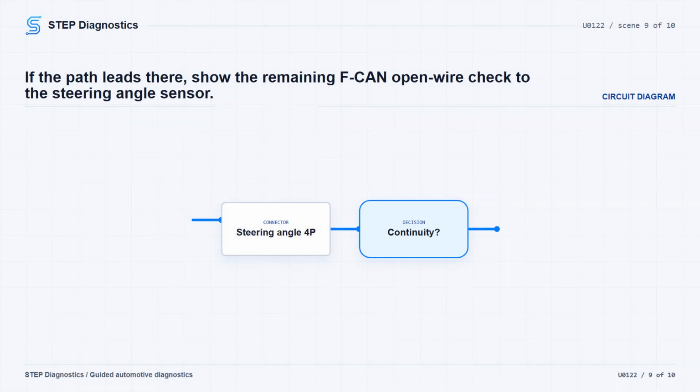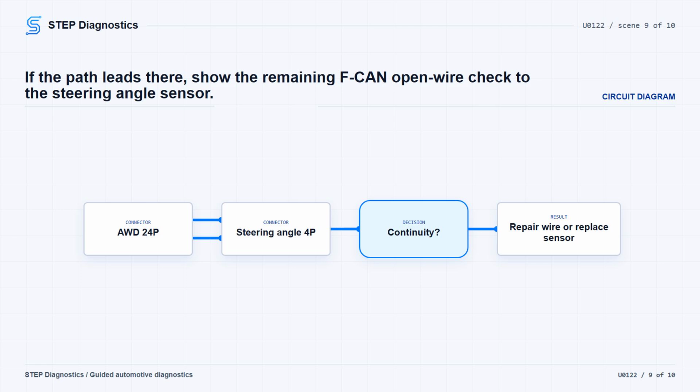The same shared communication path also includes an open wire check between the real-time AWD control unit and the steering angle sensor. Turn the vehicle to OFF, or lock mode. Disconnect the real-time AWD control unit 24P connector and the steering angle sensor 4P connector. Then check continuity from real-time AWD control unit 24P connector terminal No. 14 to steering angle sensor 4P connector terminal No. 2, and from real-time AWD control unit 24P connector terminal No. 24 to steering angle sensor 4P connector terminal No.